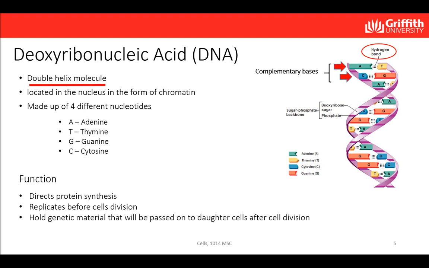DNA holds all the genetic information in our body and directs protein synthesis. Proteins are essential for growth, repair, and functioning of all living cells. Life cannot be sustained without proteins, including enzymes, hormones, antibodies, and muscle proteins. DNA must first replicate before cell division, and the genetic material it holds is then passed on to the daughter cells after division.